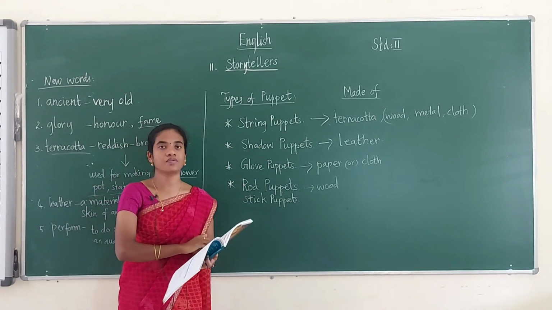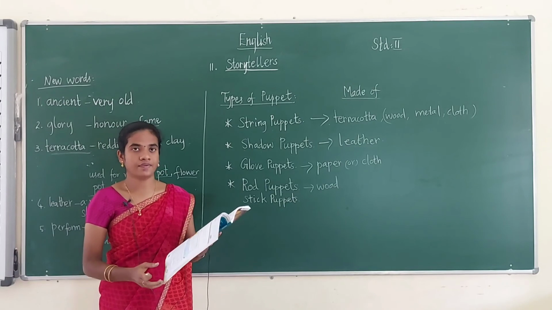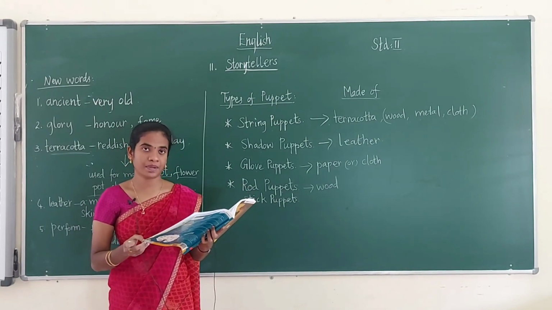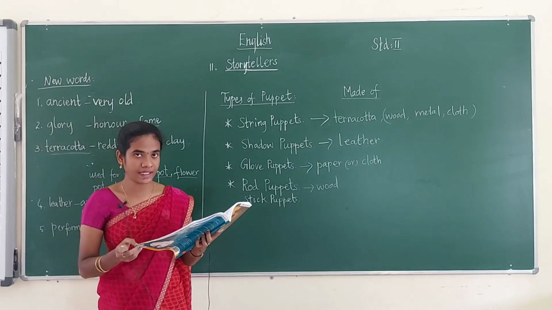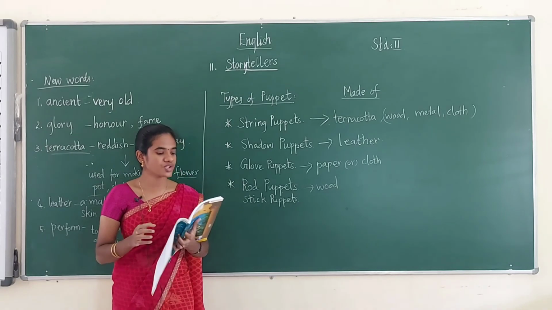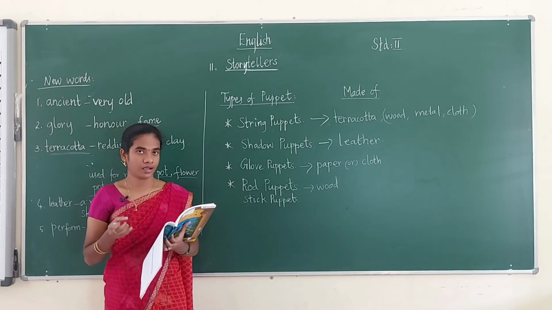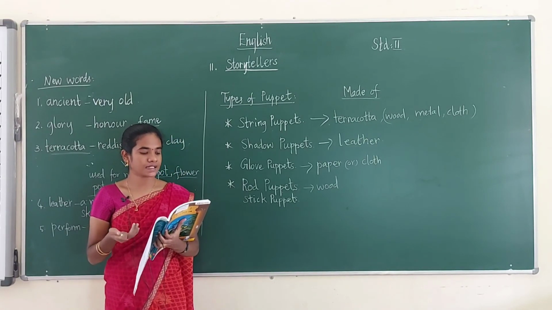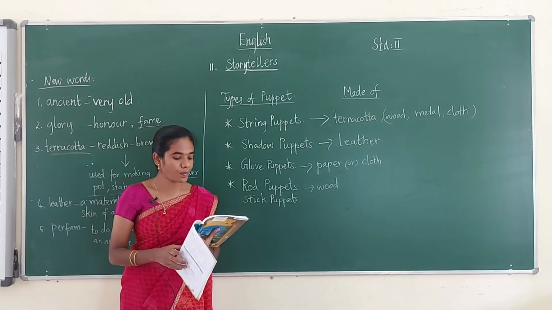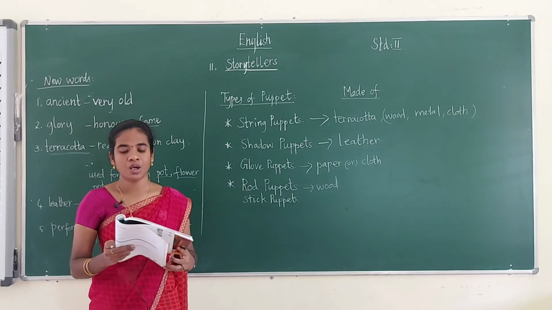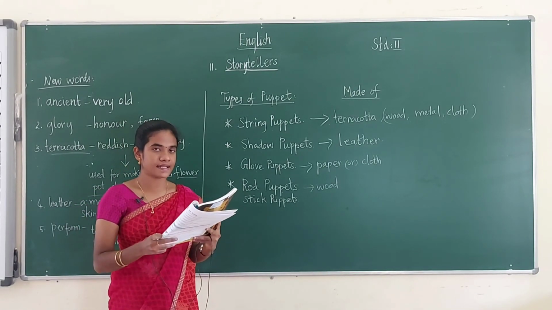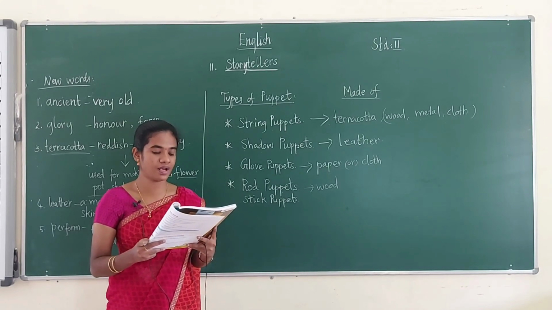Next, we have to see which states they are found in. String puppets, we call them Katputli in Rajasthan and Andheri in Odisha. Shadow puppets are found in Odisha, Kerala, Andhra Pradesh, Karnataka, Maharashtra and Tamil Nadu also. Glove puppets are found in Uttar Pradesh, Odisha, West Bengal and Kerala. And the last puppet, the rod puppet, is found in West Bengal and Odisha.